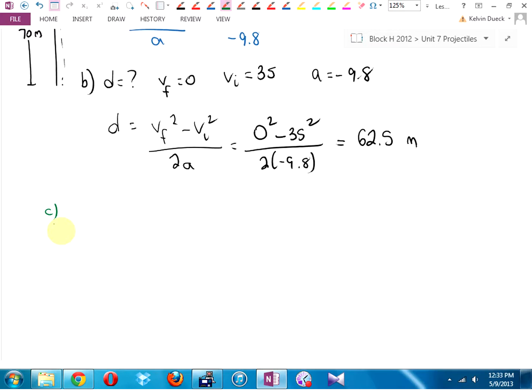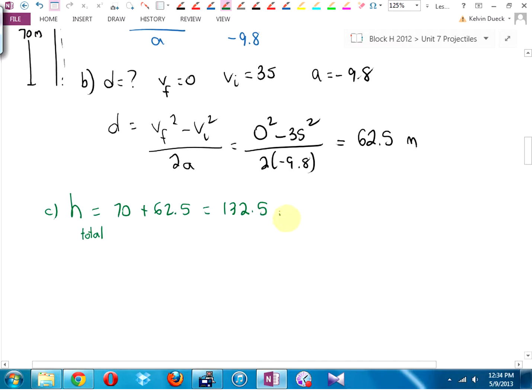Is the cliff the ground? No? Okay, so you know what? How about we use H for height? In fact, how about this? H total. That'll be really clear to us later on. Took all of 1 second to write. You're saying it's going to be 70 plus 62.5. Heck, I think I can do that in my head. 132.5, yes? Yep. So relative to the ground, this projectile reaches a maximum height of 132.5.